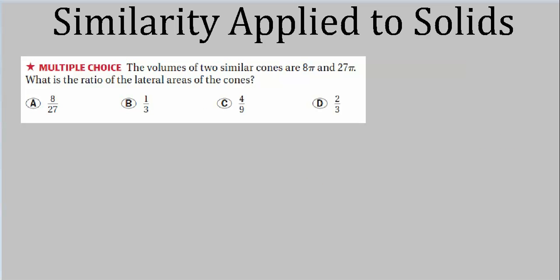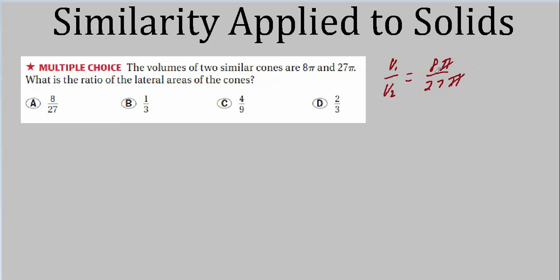Okay, here's one. You can consider it in 2 steps, or put the 2 steps together depending on how you like to look at things. What we have is 2 similar cones with the volumes of 8 pi and 27 pi. So the volume ratio, let's say V1 over V2, that's 8 pi over 27 pi. Cancel the pi's and you just get 8 over 27.